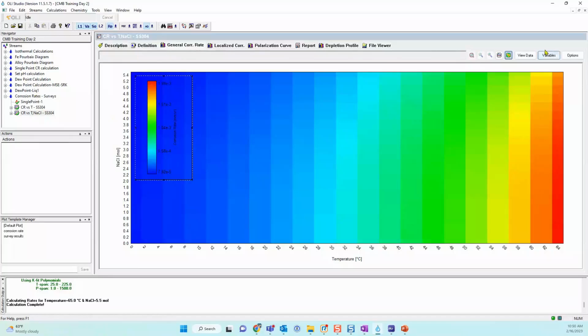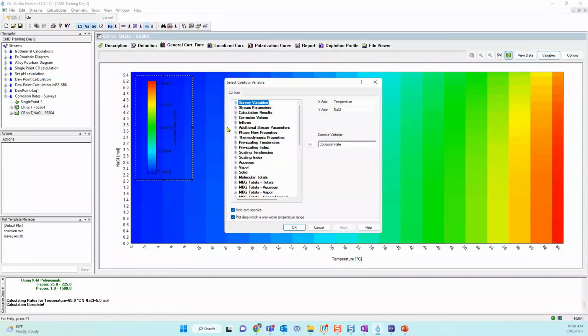Okay, you can also see other variables. What happens to the solubility of CO2 as you increase temperature and also as you increase the salinity. So you can always go to variables, and that will open a new window. You go to the aqueous phase and then look for the solubility of CO2 rather than the corrosion rate. You want to see what happens to that solubility.